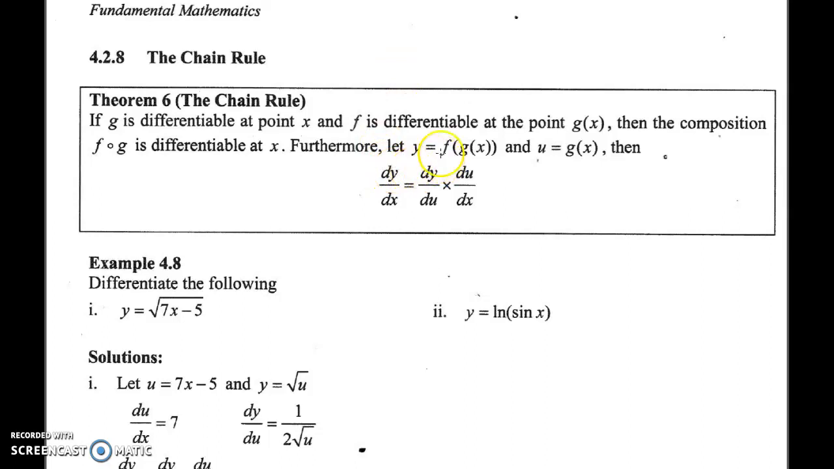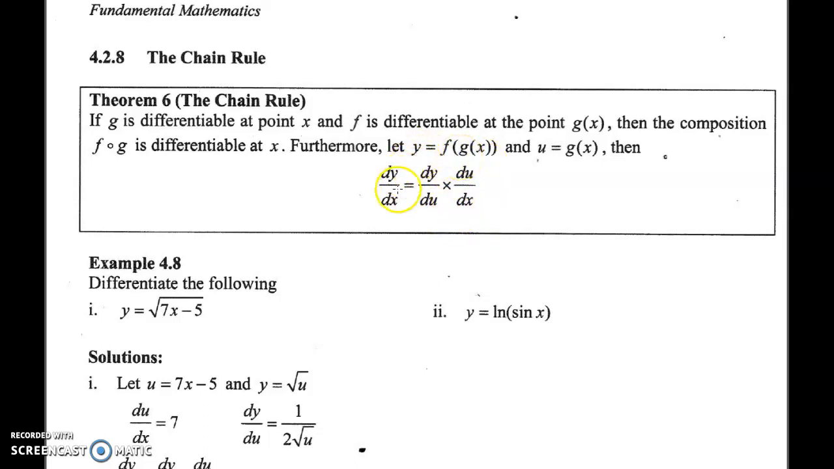We can also use the chain rule to solve this kind of function. Let's see. The formula is dy over dx is equal to dy over du times du over dx. This is sort of the expansion of this. You see here, if you cancel out du, you'll get dy over dx. So for the chain rule, in order for us to solve for dy/dx, we need to first determine dy over du and du over dx.